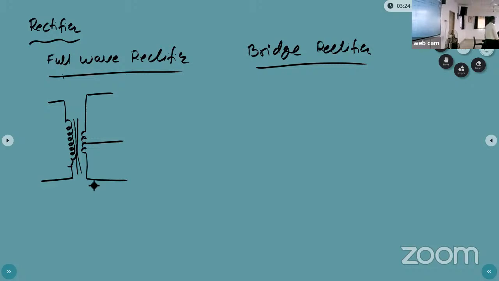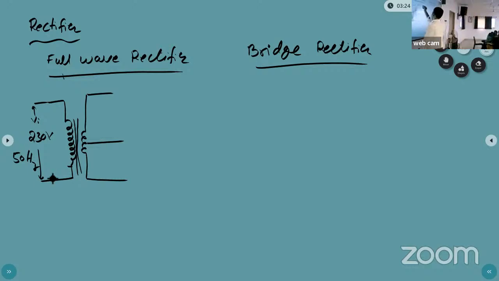The left side circuit is called the primary circuit, and the other side is called the secondary circuit of the transformer. The primary has more windings compared to the secondary side. Here we are applying the input voltage VI, 230 volts and 50 hertz.